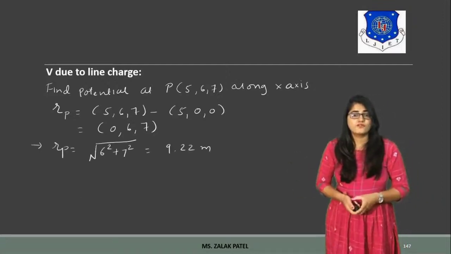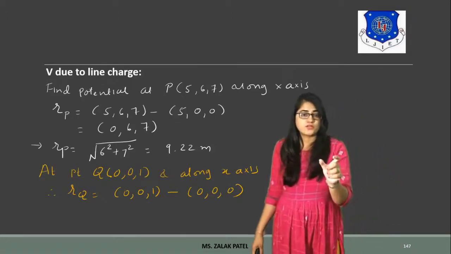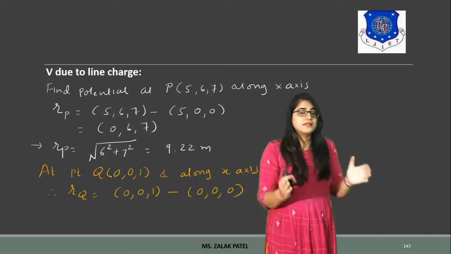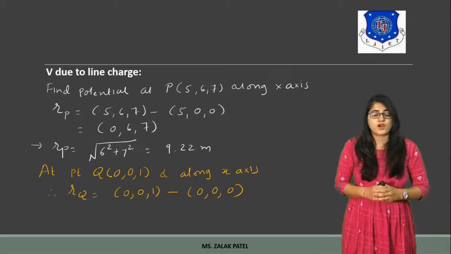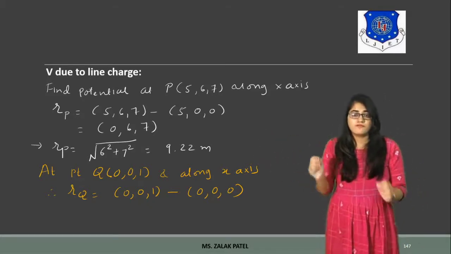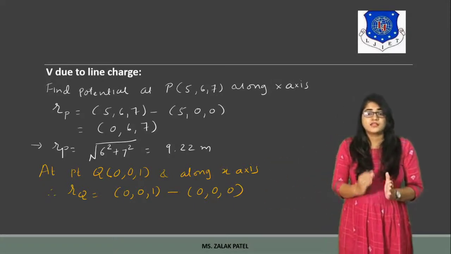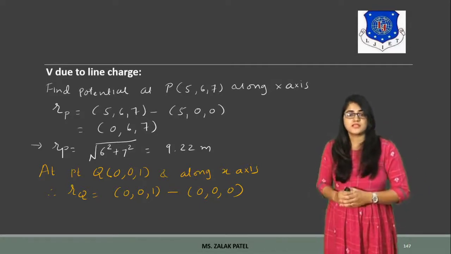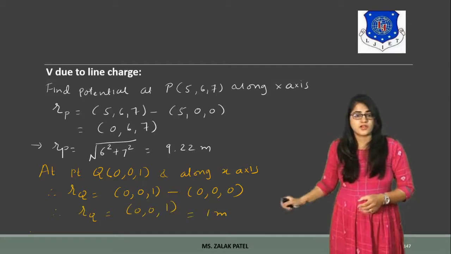Same way we can do it for RQ also. Now for RQ, the point is 0, 0, 1. For 0, 0, 1, the second point where the line charge is located becomes like this. The x coordinate stays the same, which is 0, and the other two coordinates, y and z, should be 0. So we get RQ as 1 meter.